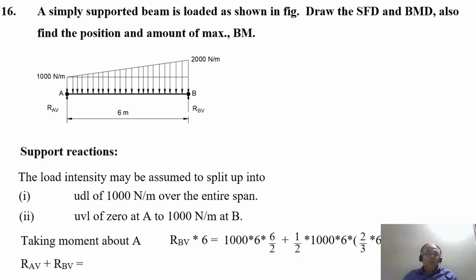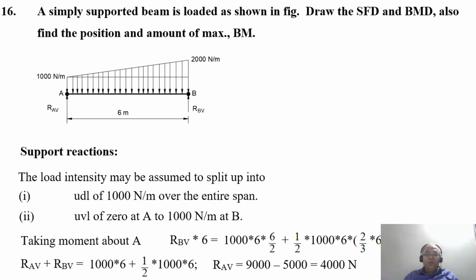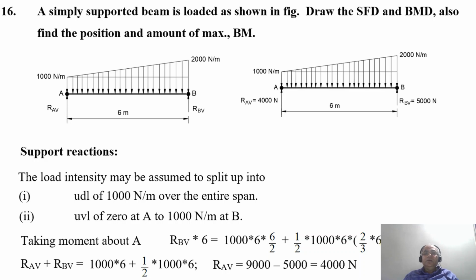Then also we know the sum of the vertical reactions acting upwards will be equal to the sum of the downward loads. So RAV plus RBV will be equal to 1000 into 6 plus half into 1000 into 6. So RAV will be equal to 9000 minus 5000, because RBV is 5000. Therefore, you will get 4000 Newton. So the reaction at A, RAV, is 4000 Newton, and the reaction at B, RBV, is equal to 5000 Newton.